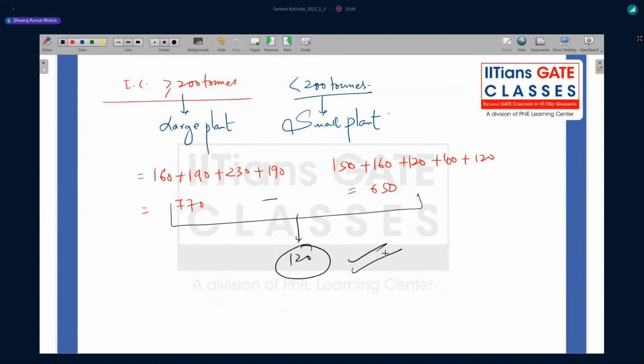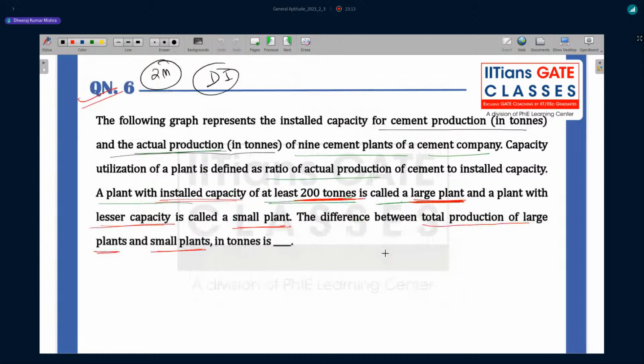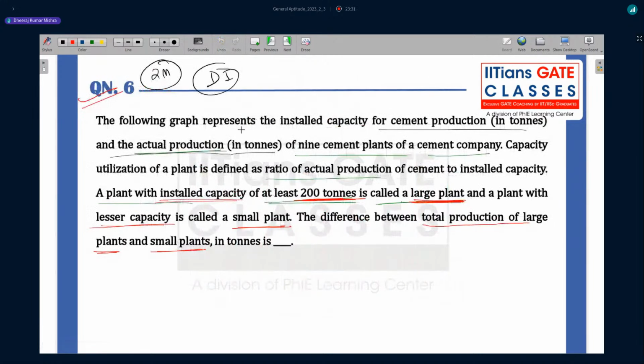Saurabh asks: after completing, can you repeat the same question again in a very short way? Yes, Saurabh, sure. So look, in this question an installed capacity plan is given, okay. There are a number of plants you see here, and capacity and production. So you read the question: the following graph represents the installed capacity of cement production in tons and the actual production in tons of the 9 cement plants of the cement company. So there are 9 cement plants, and here the capacity utilization of the plant is defined. How is it defined? As the ratio of actual production of the cement to installed capacity. A plant with installed capacity of at least 200 tons is called a larger plant.